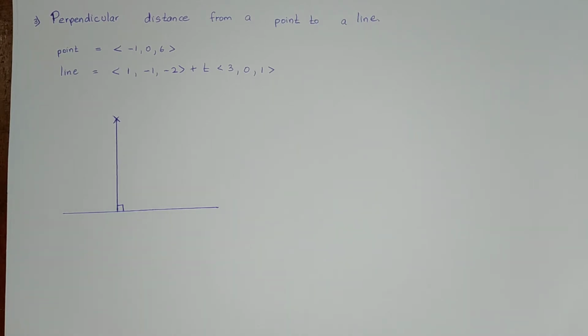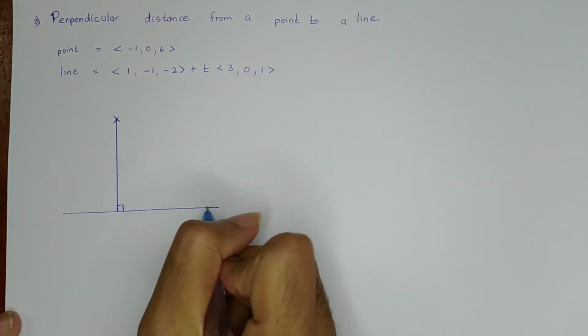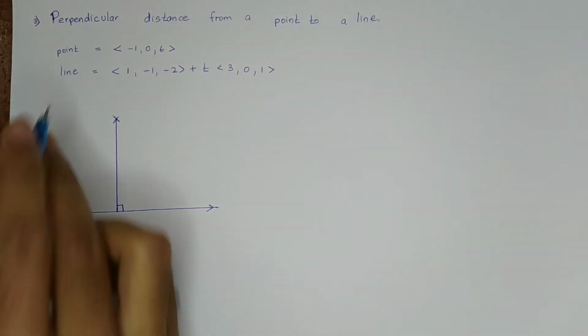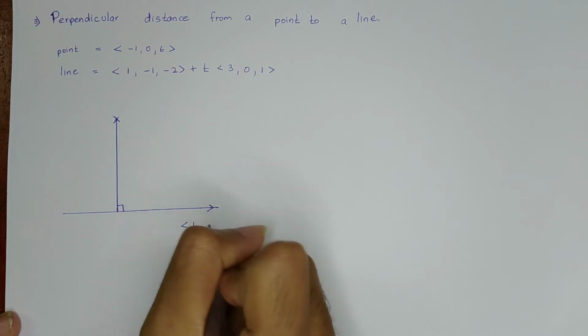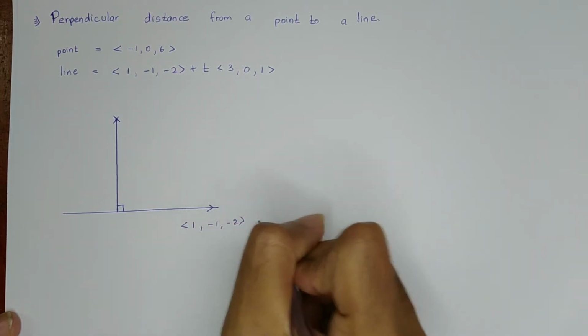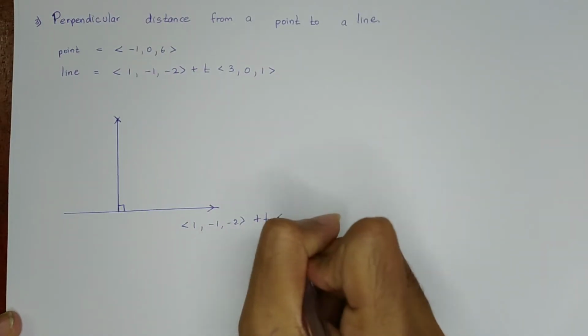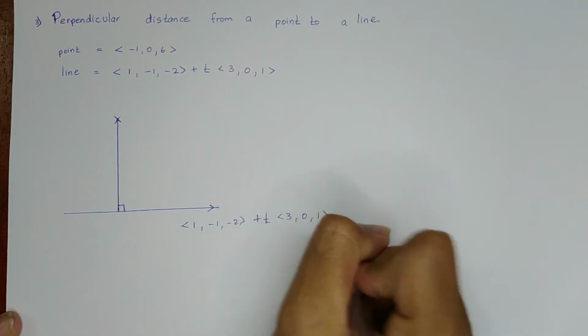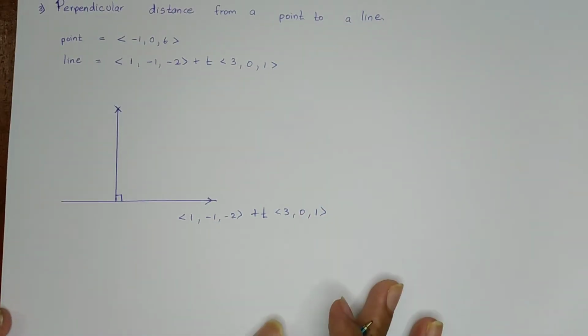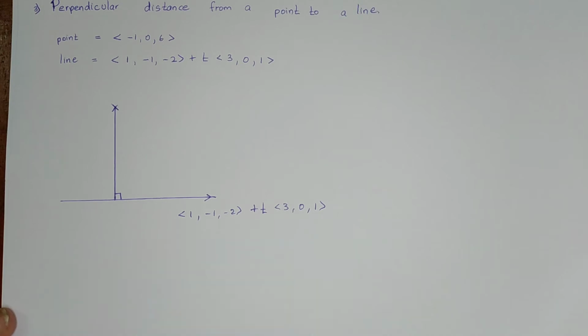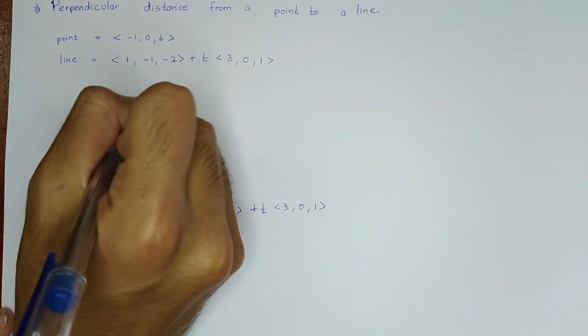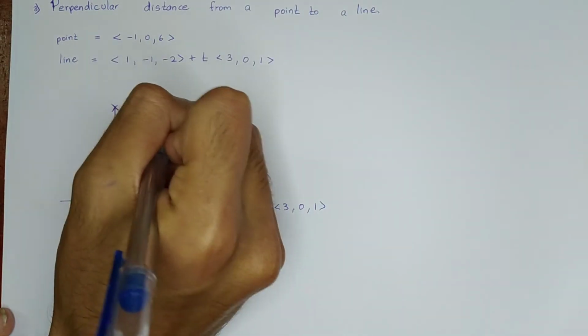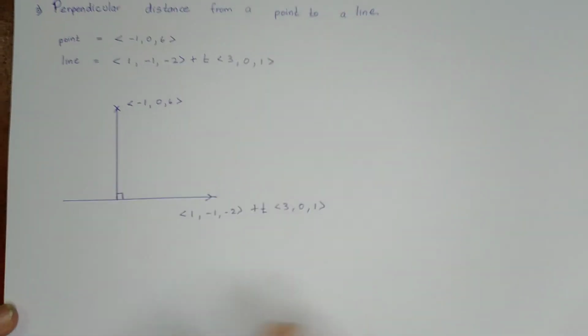The first method: we already know the line's vector equation. I'm going to mark it over here. It's going to be (1, -1, -2) plus t, a parameter, times (3, 0, 1). This is the vector equation of that line. I have marked this, and they have also given a point, so I'm going to write it over here, (-1, 0, 6).